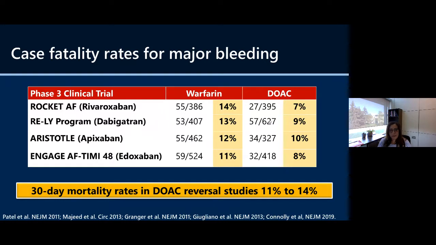And one of the things I wanted to identify on this slide is that even in the reversal studies, which we've seen, and I'll talk about later, ANNEXA-4 and REVERSE-AD, the 30-day mortality rates in those studies in patients who received anticoagulant reversal were 11 to 14% at 30 days. So just to say that major bleeding is a big problem for our patients who experience it.